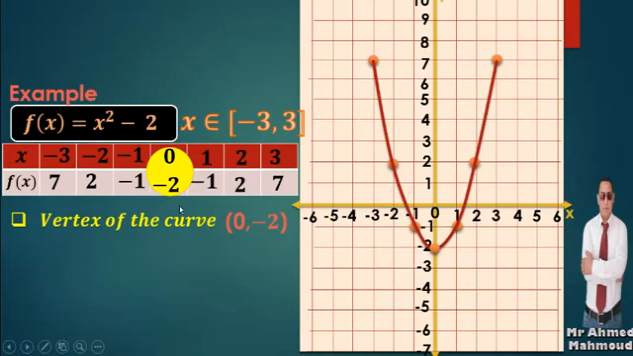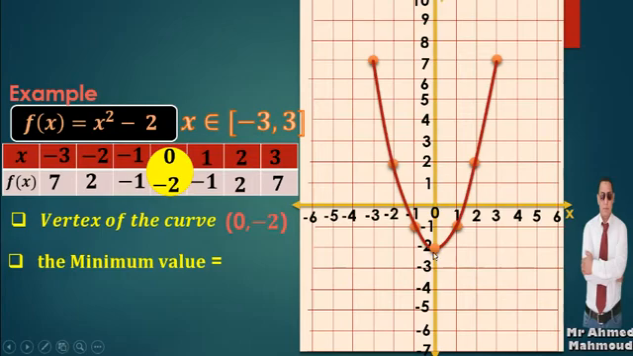Okay, now it asks me the minimum value or the maximum value. As we see at the y-axis, why y-axis? Because the function means y-axis. F of x means y. Then the values of the function are represented at the y-axis.